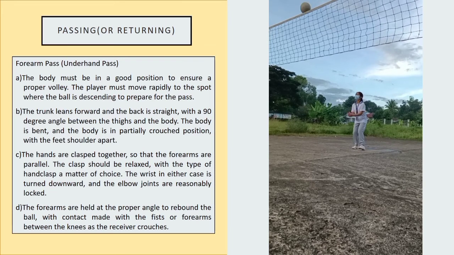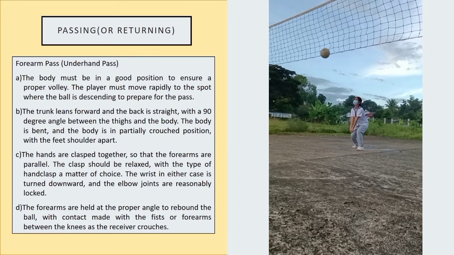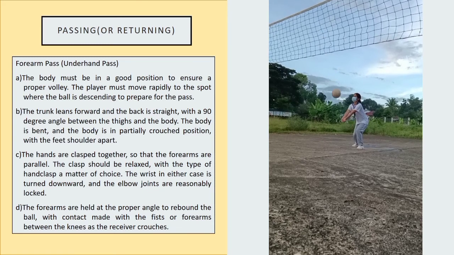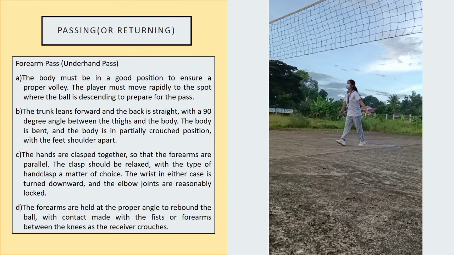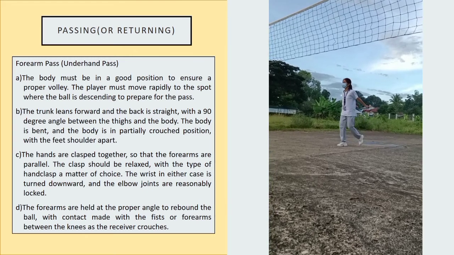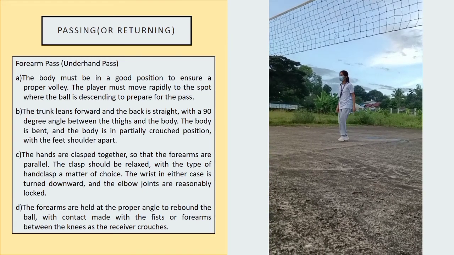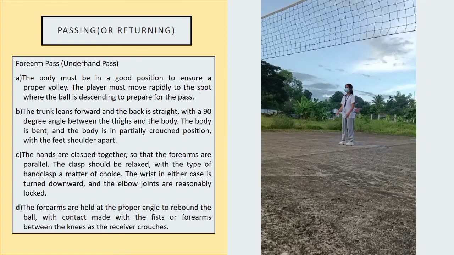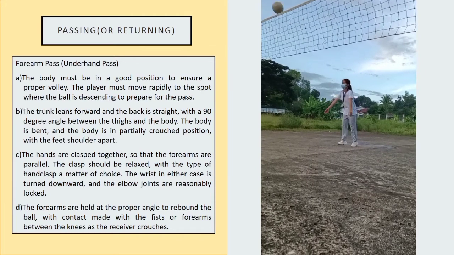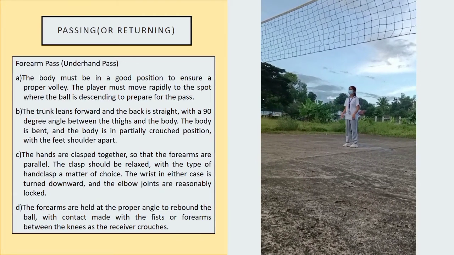C. The hands are clasped together so that the forearms are parallel. The clasp should be relaxed, with the type of hand clasp a matter of choice. The wrist, in either case, is turned downward and the elbow joints are reasonably locked. D. The forearms are held at the proper angle to rebound the ball, with contact made with the fists or forearms between the knees and the receiver crouches.